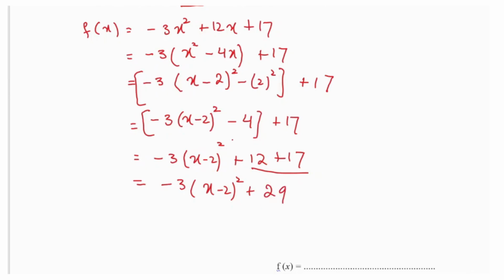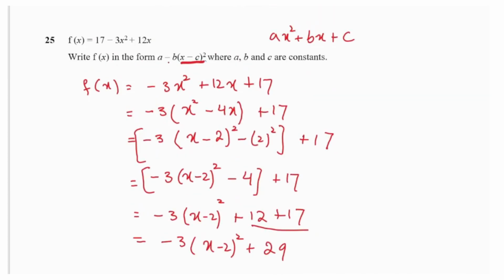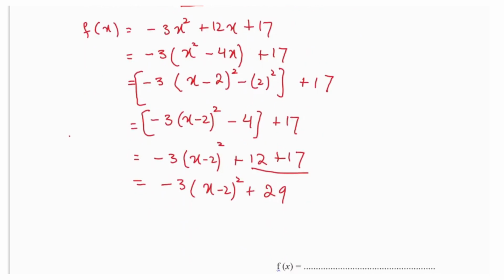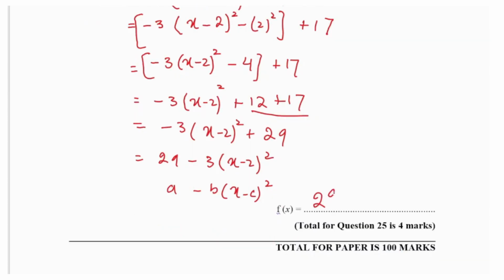The question says we need to write down a value first, then minus b (x minus c), so we write it in the correct order. We get 29 minus 3 (x minus 2) whole squared. Let's compare with the original form, a minus b (x minus c) whole squared. So this is exactly the same form. We can write our final answer: 29 minus 3 (x minus 2) whole squared. That's all for completing the square.